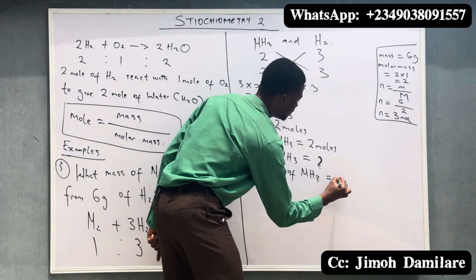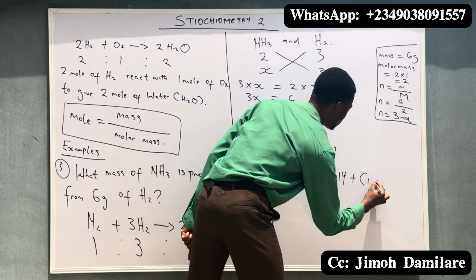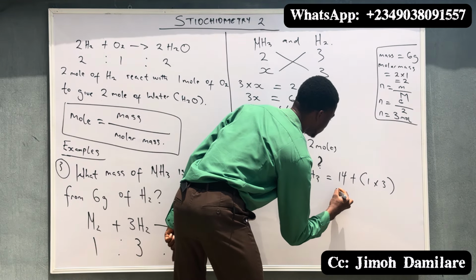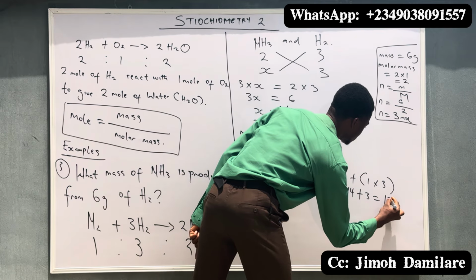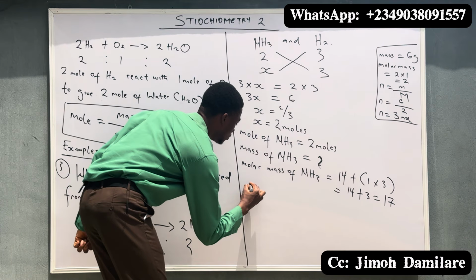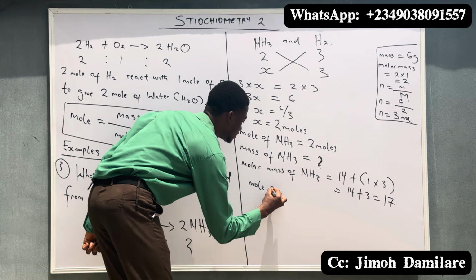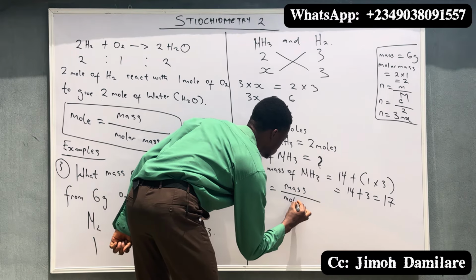We know that N is equal to 14. So 14 plus open bracket H, which is 1, multiplied by 3. So we have our molar mass equal to 14 plus 3, which is equal to 17. So now that we have this, we can use our formula, which is mole is equal to mass over molar mass.